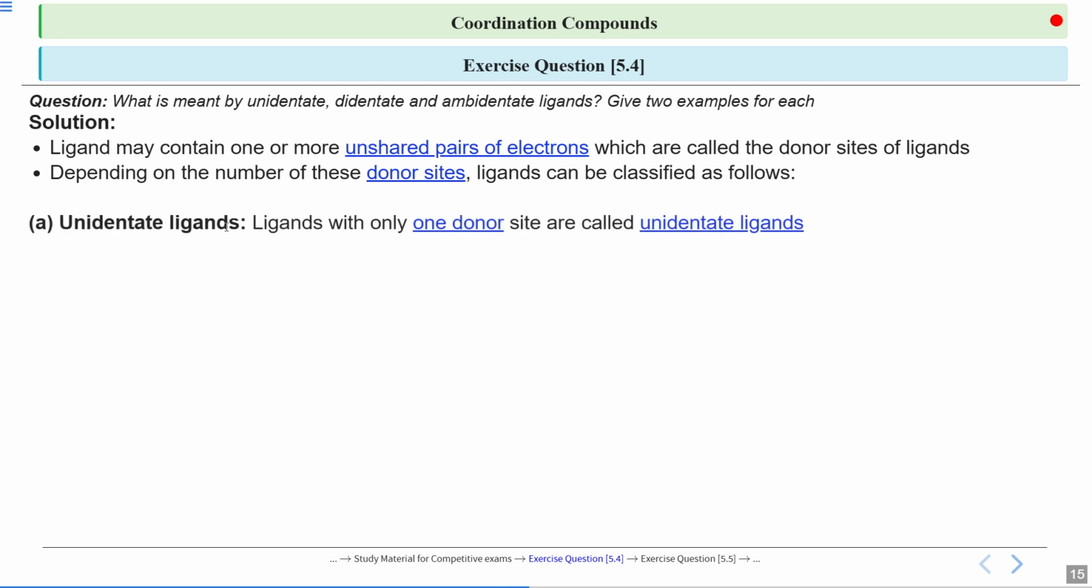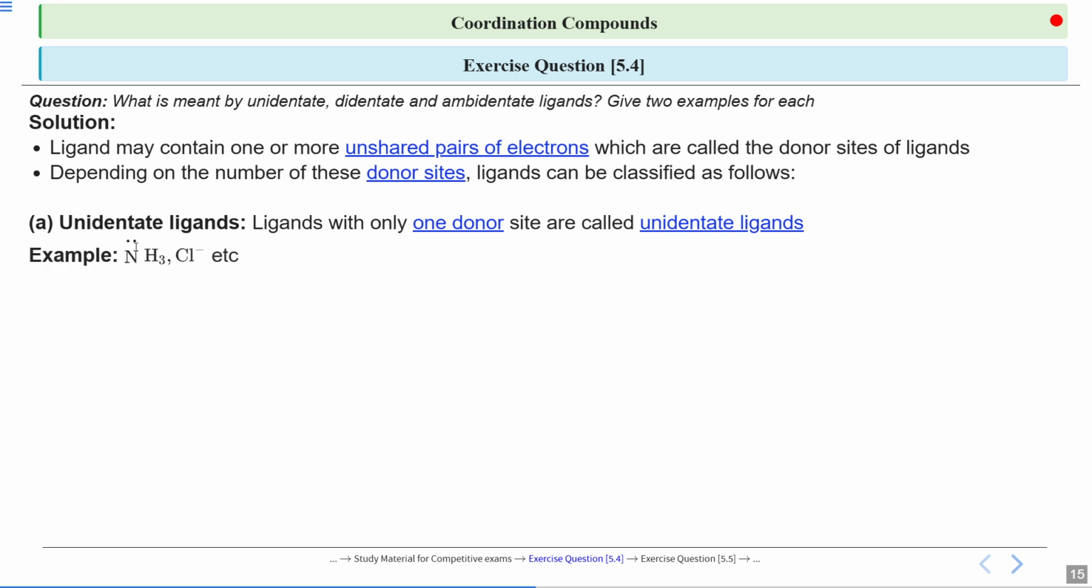First is unidentate ligands. Uni means one, dentate means denticity. So unidentate ligands are the ligands with only one donor site available. Only one donor atom can attach to the metal ion in the complex. Those are called unidentate ligands.